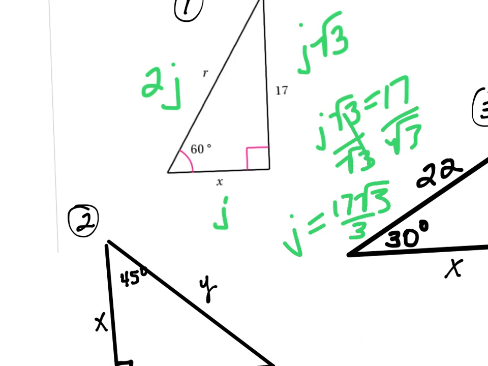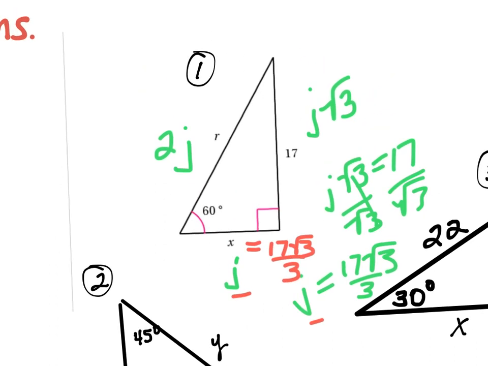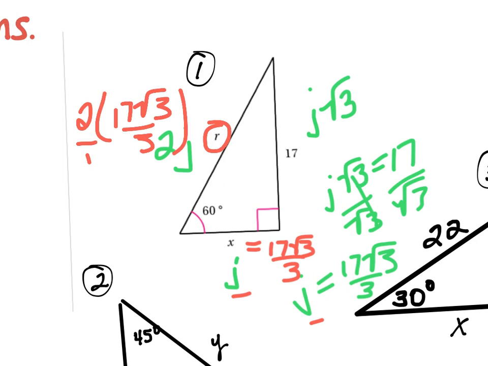So now I can figure out what the other two sides are. What is X equal? What did you guys just figure out, J? So X is 17 root 3 over 3. How would I figure out what this R is? Multiply that number by what? 2. So I have 2 times 17 root 3 over 3. Guys, this is just 2 over 1. Multiply across. What's 2 times 17? 34. So it's 34 root 3 over 3. However you were taught to do that, do it. I'm just showing you, if you set up a little equation for each one, it makes it not so difficult.